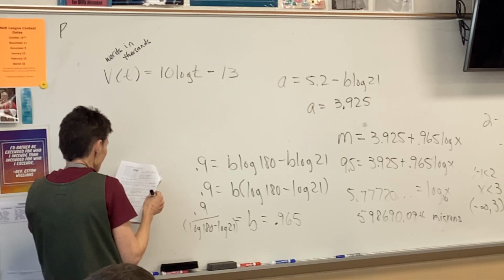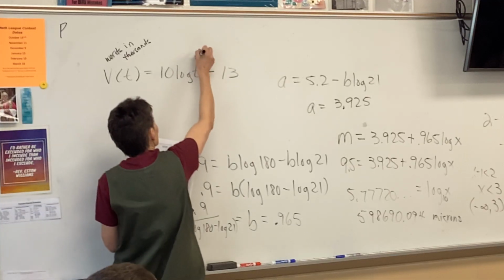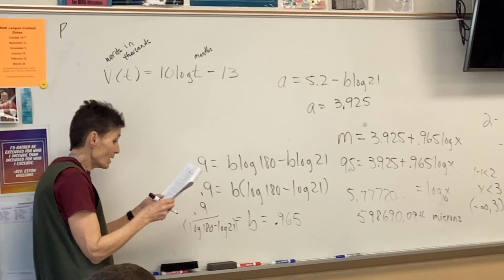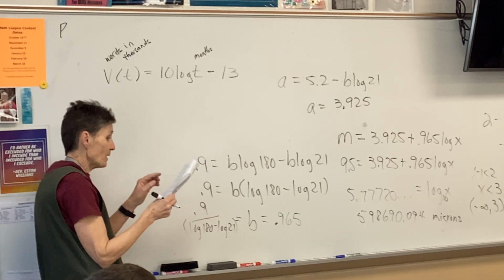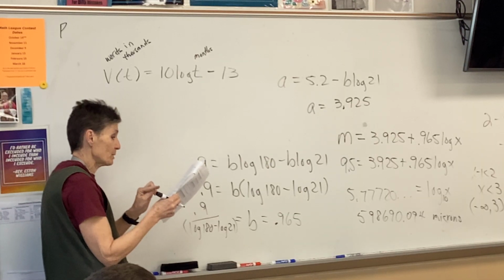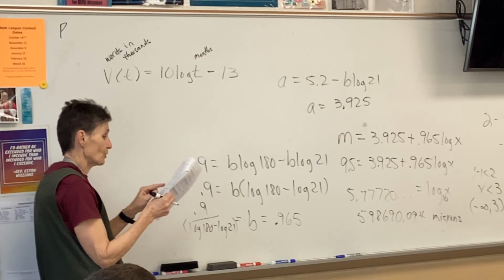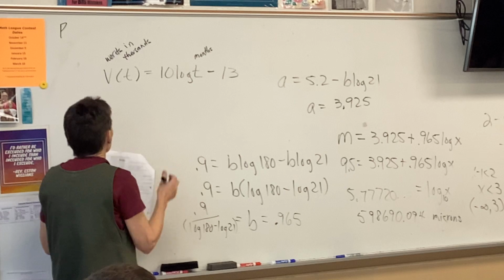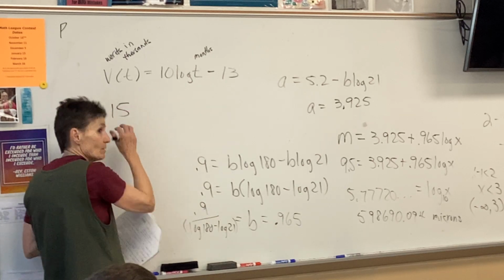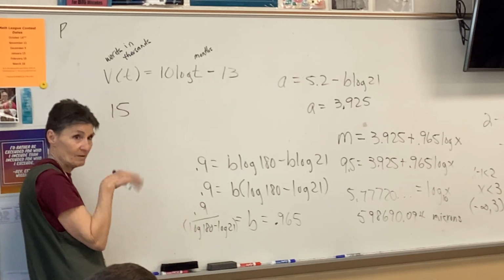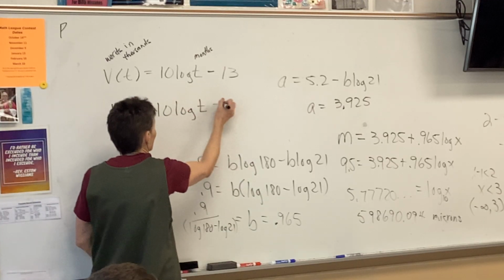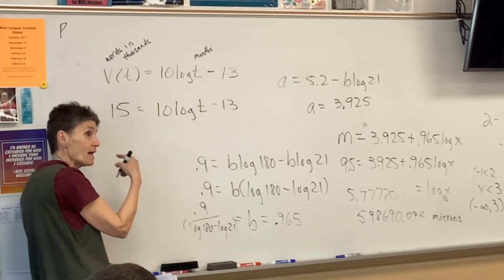And T is months. So those are my variables. So the question says, how many years does the model predict it will take to learn 15,000 words? So aren't I gonna put 15 right here, not 15,000, but 15. And now we'll solve that.